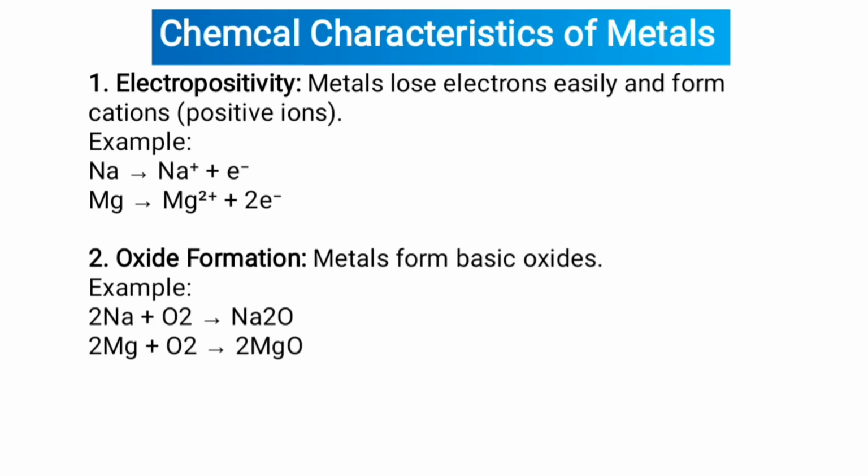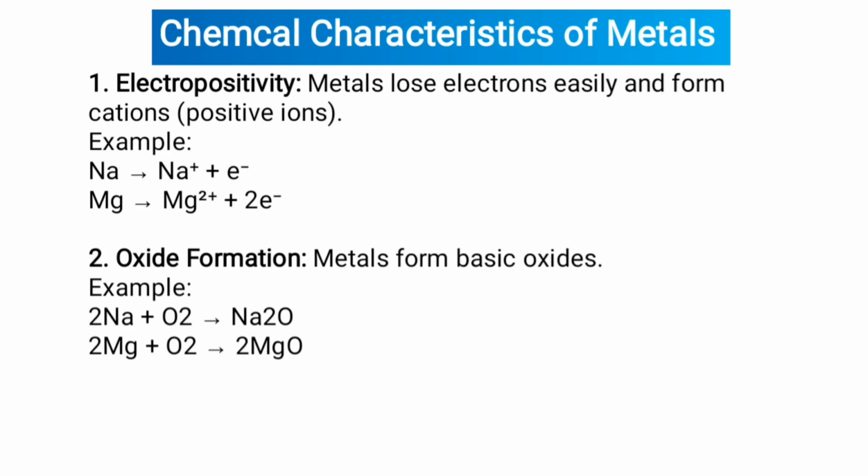Now, chemical characteristics of metals. First one, electropositivity. Metals lose electrons easily and form cations, or positive ions. Examples: Na gives Na+ plus electron, meaning sodium cation plus electron. Mg gives Mg2+ plus 2 electrons.